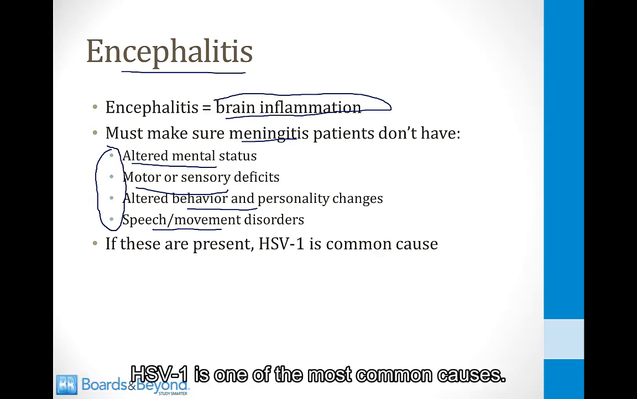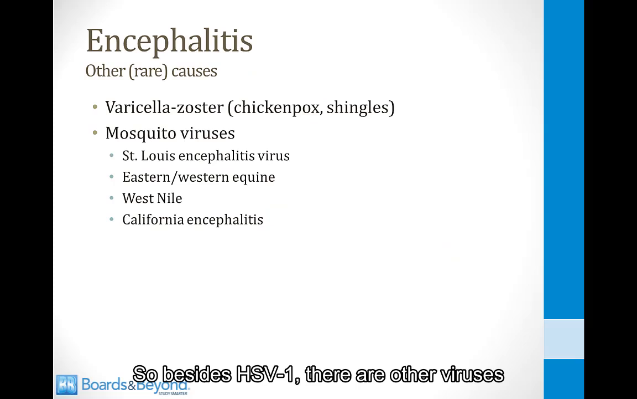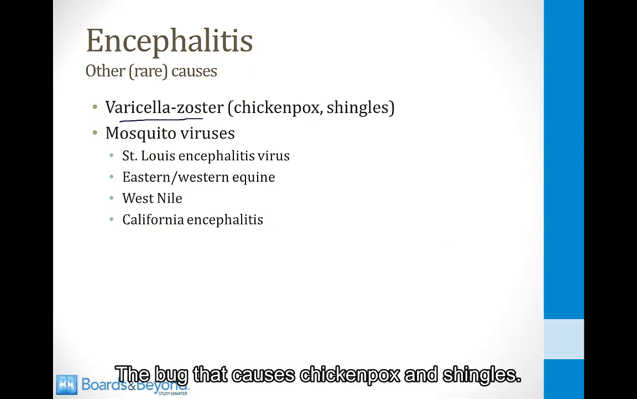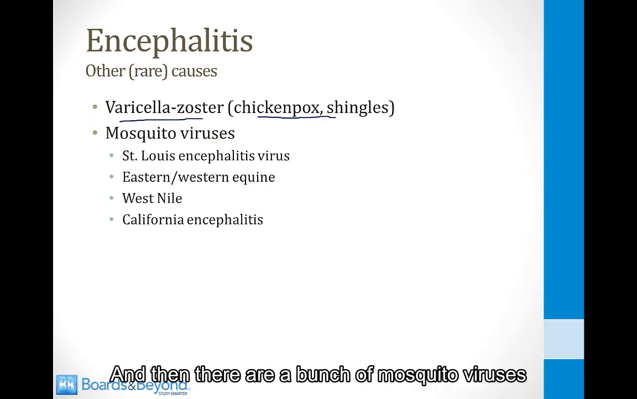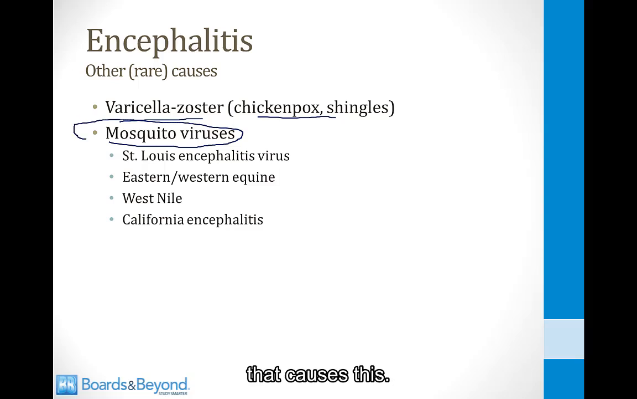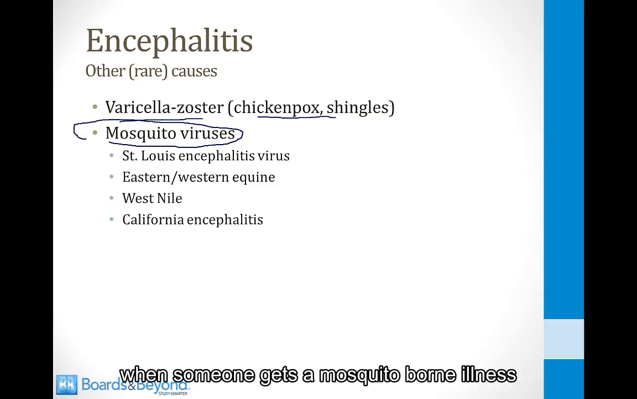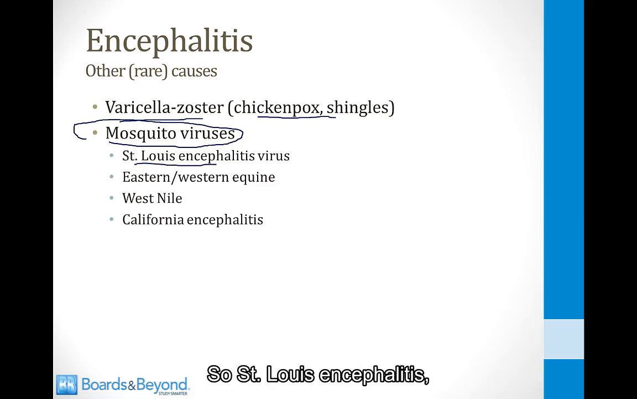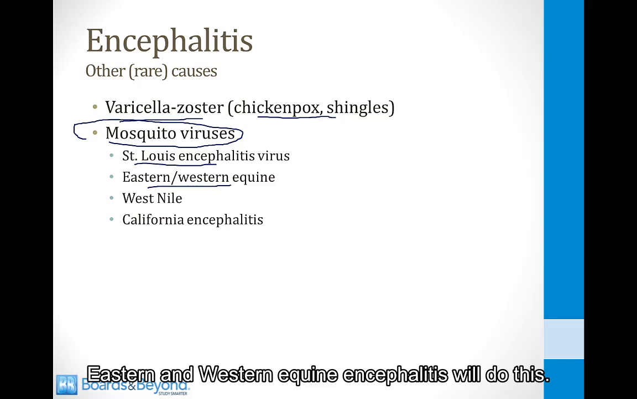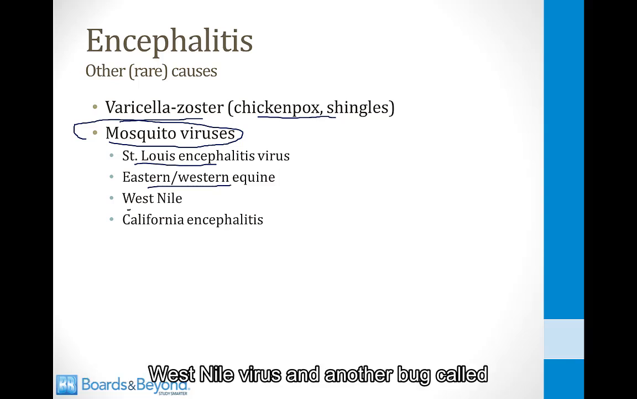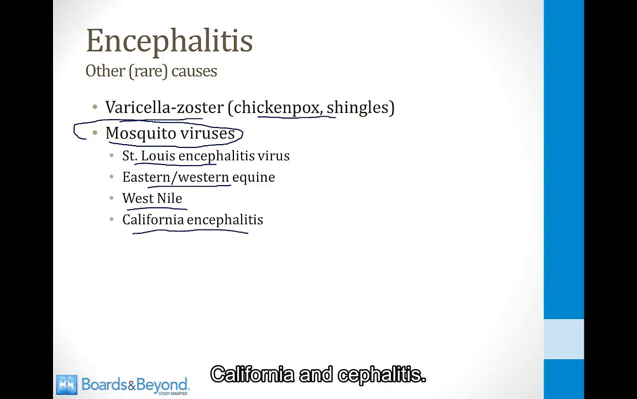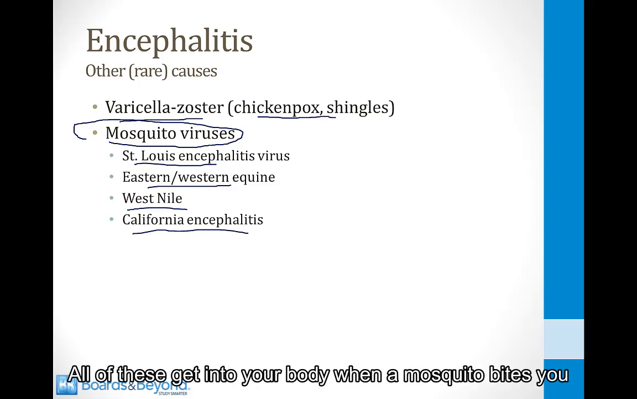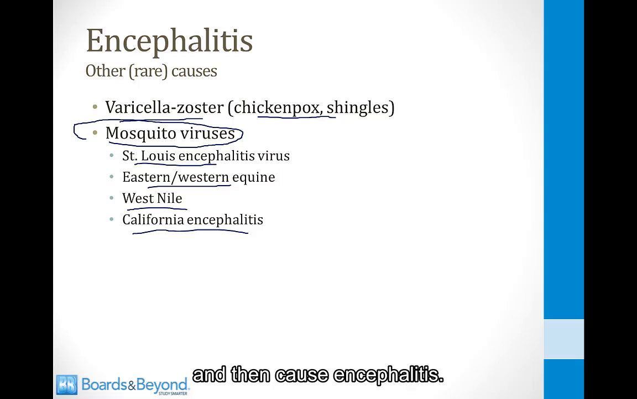If any of these things are present, it suggests they actually have encephalitis, not meningitis. And when that's the case, HSV1 is one of the most common causes. So besides HSV1, there are other viruses that sometimes cause encephalitis. Varicella can do this, the bug that causes chickenpox and shingles. And then there are a bunch of mosquito viruses that cause this. This will sometimes make it in the paper when someone gets a mosquito-borne illness that gives them encephalitis and they get very sick. So St. Louis encephalitis, Eastern and Western equine encephalitis will do this, West Nile virus, and another bug called California encephalitis. All of these get in your body when a mosquito bites you and then cause encephalitis.